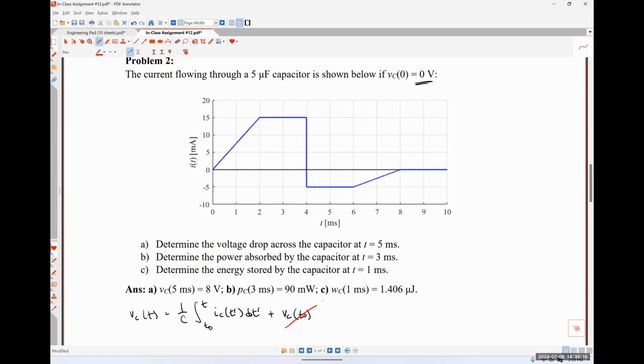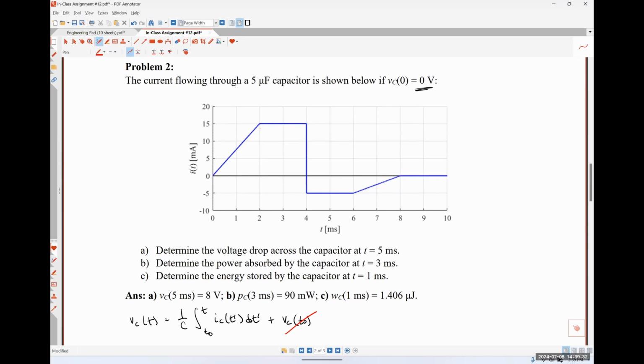Exactly right. Luckily for us, and you should expect to see something like this on your exam, the waveform that we are given is formed completely of simple triangles, right triangles and rectangles. So at t equal to 5 milliseconds, we're looking for this area, which I'm going to call A1, this area A2, and this area A3. I'm just going to add those areas together and then multiply by 1 over C.